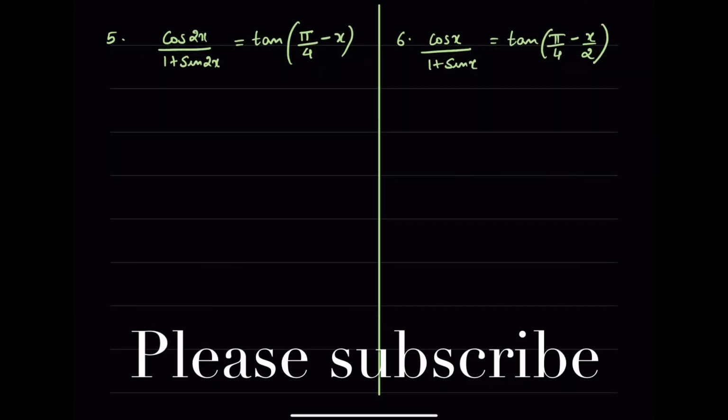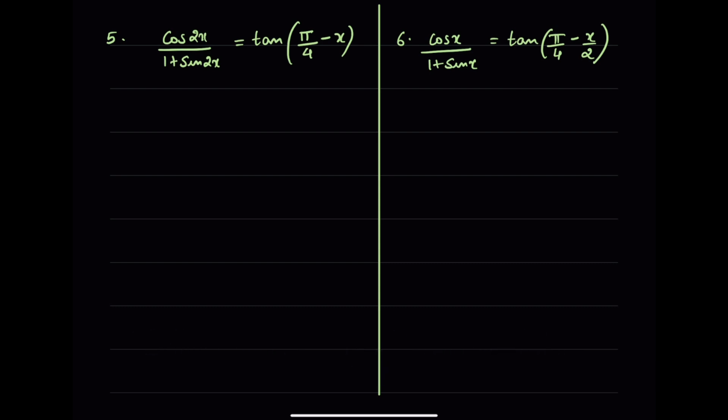Now in the fifth question, we have to prove that cos 2x divided by 1 plus sine 2x is equal to tan of pi by 4 minus x. So this is a unique question. Here we have to apply all the concepts we have learned so far about trigonometric functions in different quadrants. So let's apply that now.